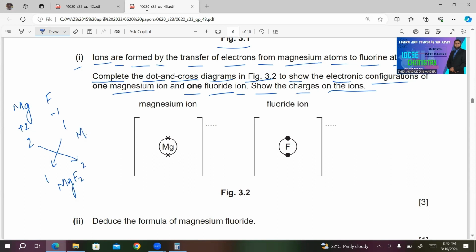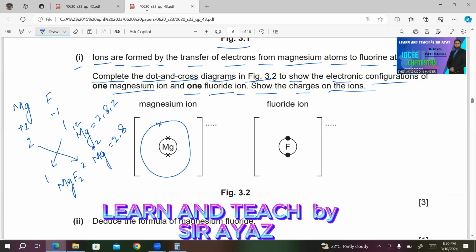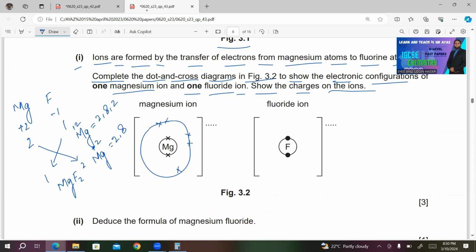So this is the electronic configuration of magnesium: 2, 8, 2. After losing 2 electrons, it will be left with 10 electrons, that is 2, 8. And it will acquire +2 charge. So I'm going to show the 8 electrons in its second shell. They have already shown 2 electrons in the first shell. So here we have the second shell. 1, 2, 3, 4, 5, 6, 7, 8. And it has lost 2 electrons, so it will acquire a 2+ charge.